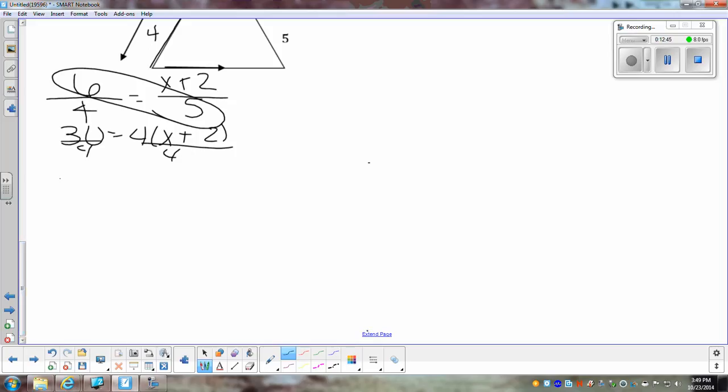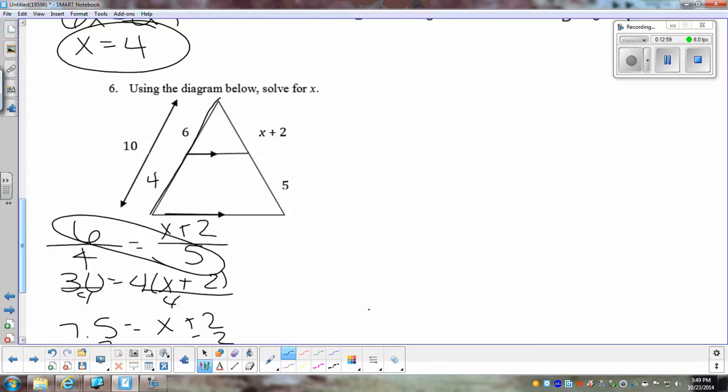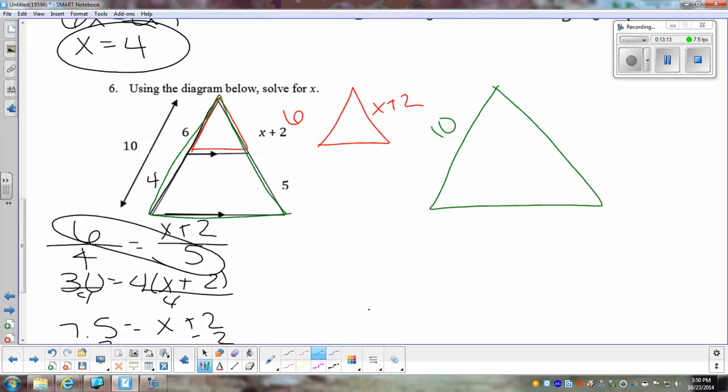So this would be 30 over 4 is 7.5 equals x plus 2, subtract the 2. There's one method. I also can look at my two separate triangles. So I have this piece here, 6, x plus 2. And I can look at this piece right here, 10. And this is x plus 2 plus 5, which is equal to x plus 7. So then I would know that 6 over 10 equals x plus 2 over x plus 7.